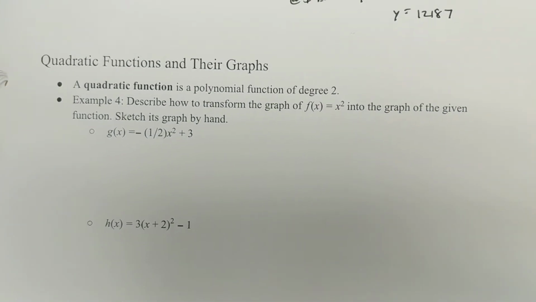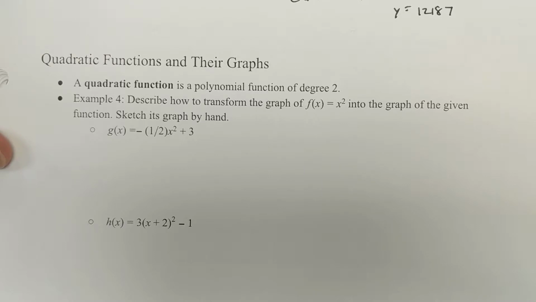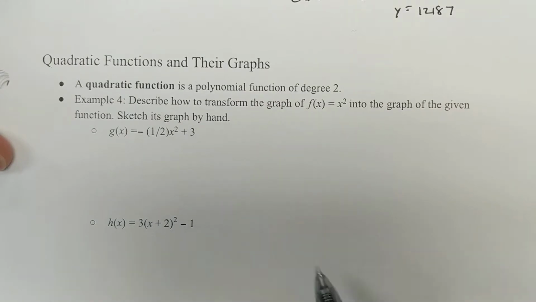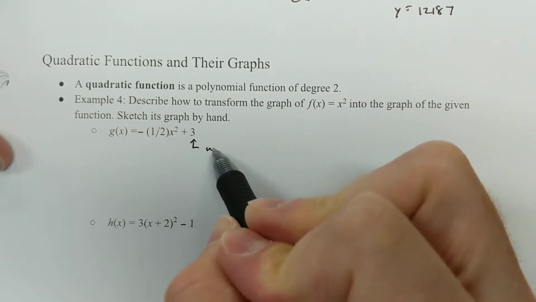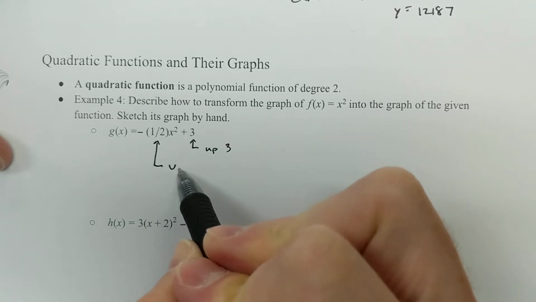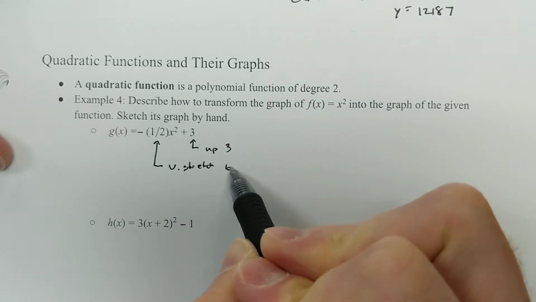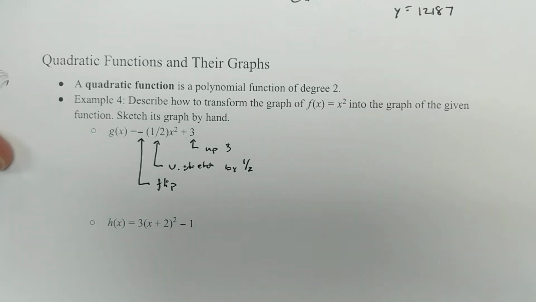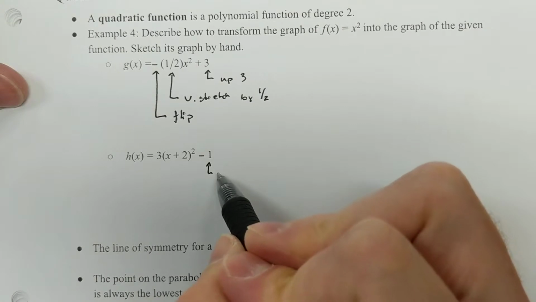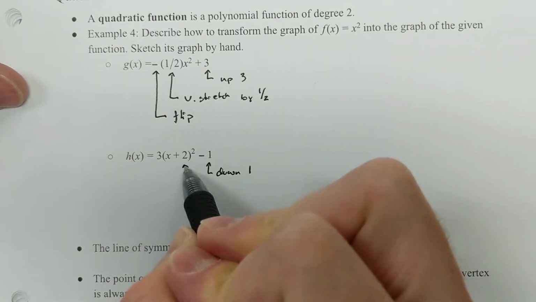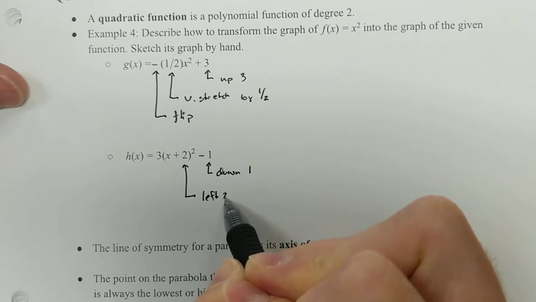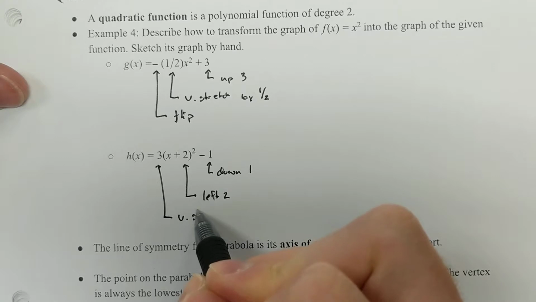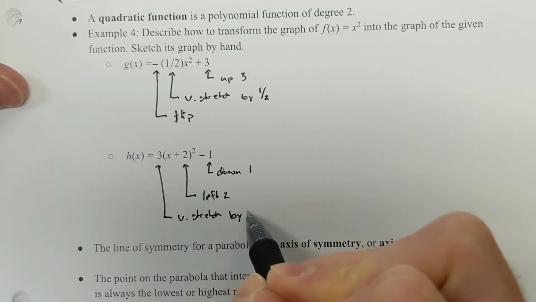All right, quadratic functions and their graphs. So we've talked about quadratics before. They have the form ax squared plus bx plus c. This is just a reminder of how transformations work. The +3 here moves the graph up 3 units. The 1/2 is a vertical stretch, and then the negative sign flips the graph. Down here, this one's going to move it down 1 unit. This is going to move it left 2, because inside parentheses is the opposite behavior, and this is a vertical stretch by 3.